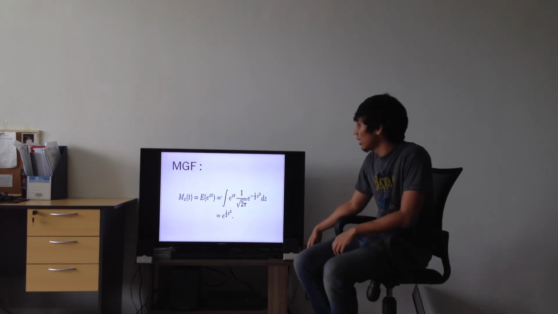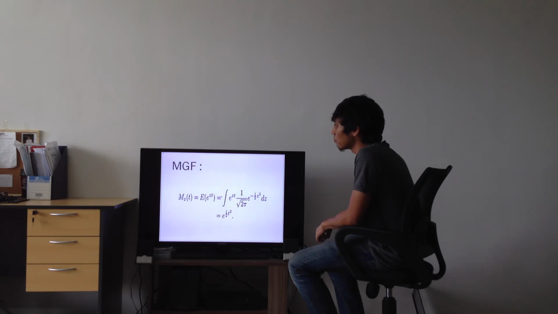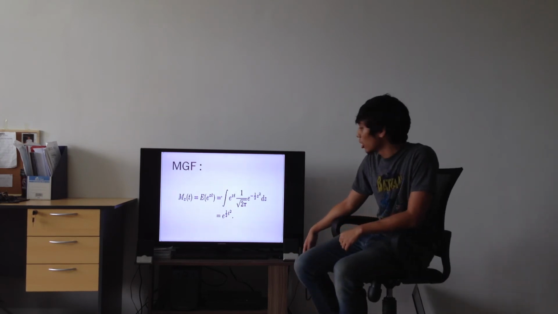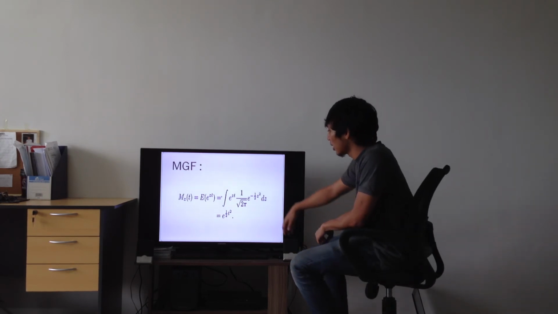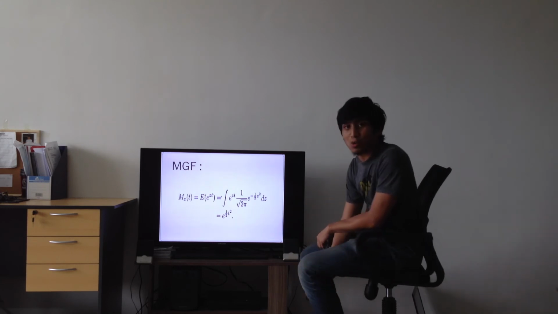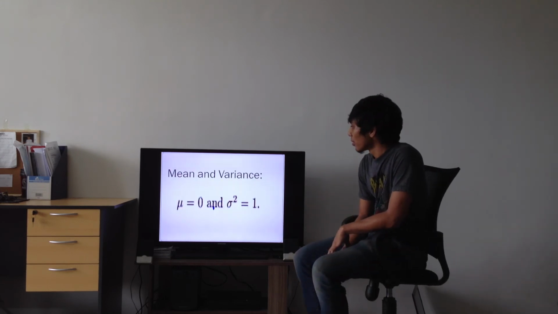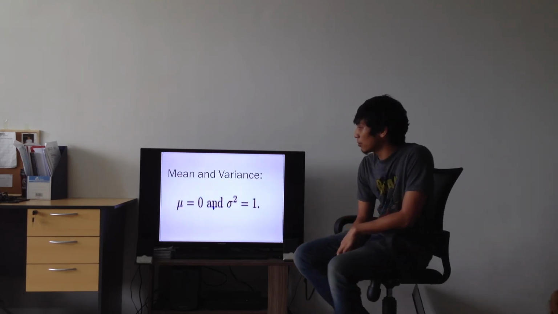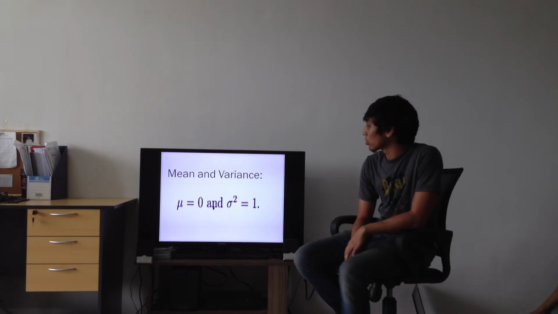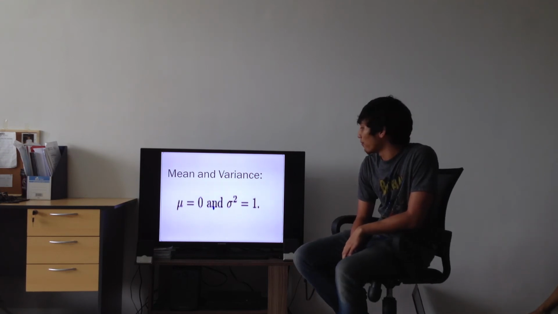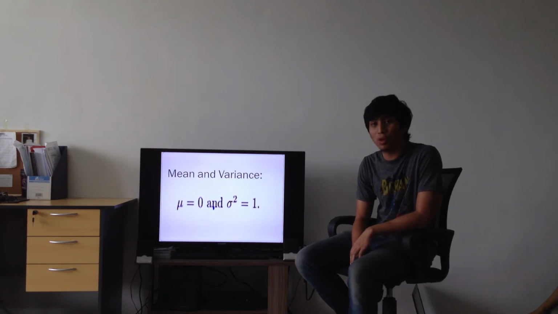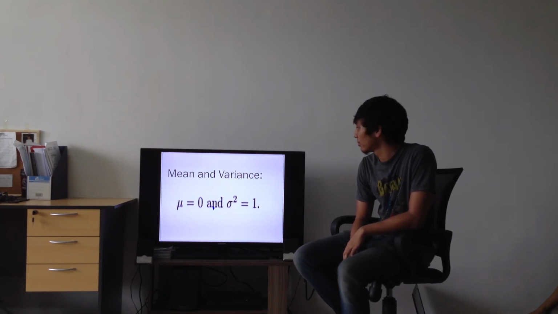So this is the MGF, that is the moment generating function, and the final answer is e to the power of half t squared. Like I said before, the parameters for standard normal are mu and variance. So standard normal is mu equal to 0 and variance equal to 1.